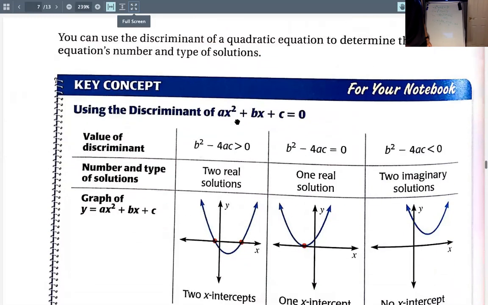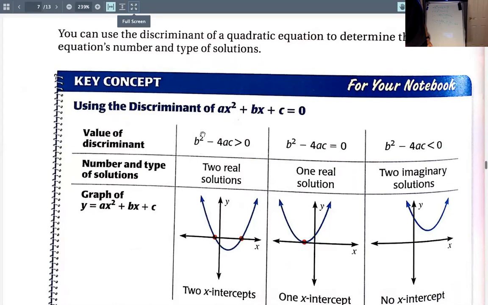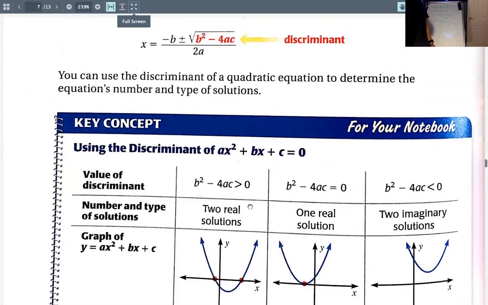Okay, so you see that little chart there? So see my mouse? If the discriminant is greater than zero, now graphically, what does that look like? Whether the parabola is upside down or right side up, opens up or opens down, it has two locations on the x-axis where it crosses, two x-intercepts, two roots. Okay?